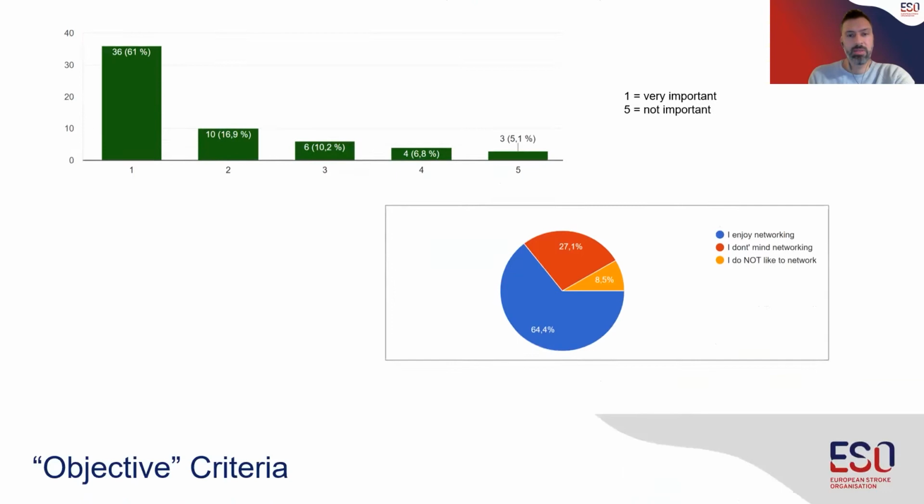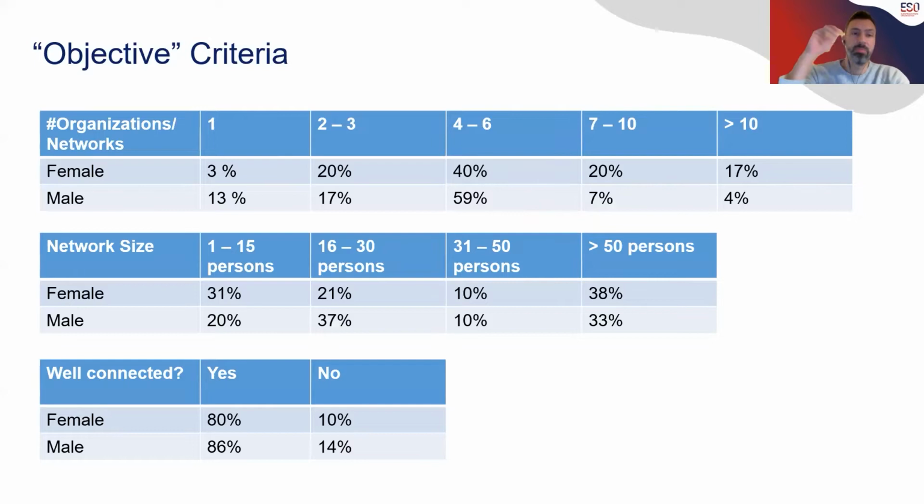We go to the objective criteria that we found, the results. We asked the participants to state in how many organizations or networks they participate, and I find this first table really interesting because it shows that as we move to the right side, with more organizations and networks, the percentage of female participants being part of more networks is higher than their male counterparts.